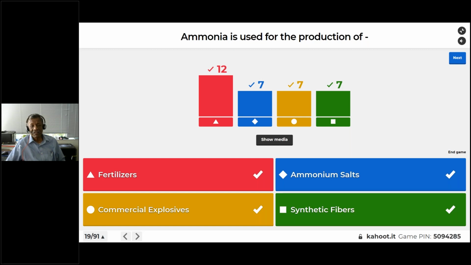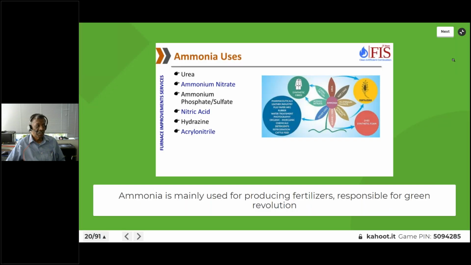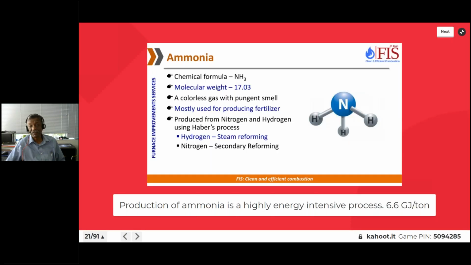In fact, 50% of the steam methane reformer plants are basically ammonia plants. So we have ammonium nitrate, ammonium phosphate, nitric acid, hydrazine, acrylonitrile. Lots and lots of uses of ammonia. Ammonia is also responsible for the green revolution in the world. The chemical formula of ammonia is NH3. You can see the structure: one nitrogen atom combined with 3 hydrogen atoms, 3 single bonds. The molecular weight is 17. It's a colorless gas with a pungent smell. And ammonia is manufactured using nitrogen and hydrogen using the Haber process.